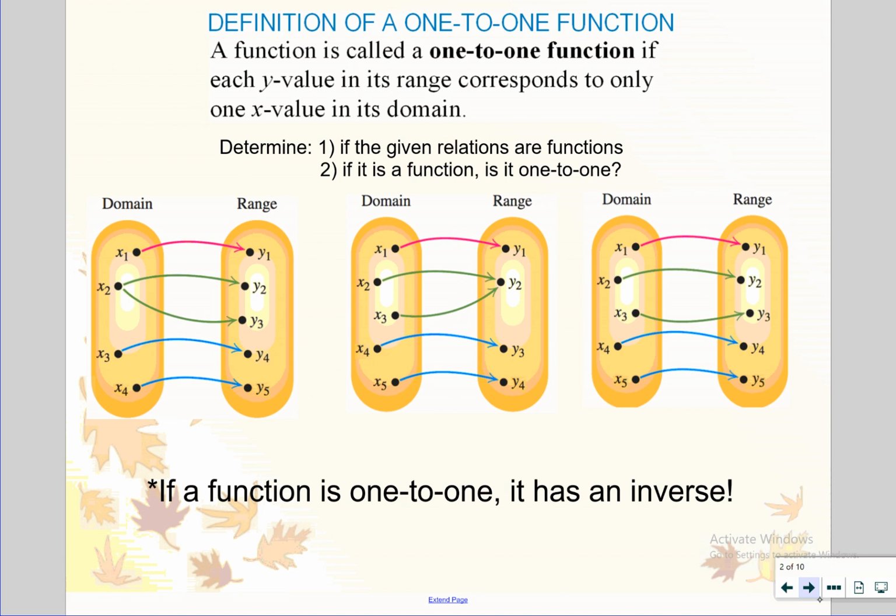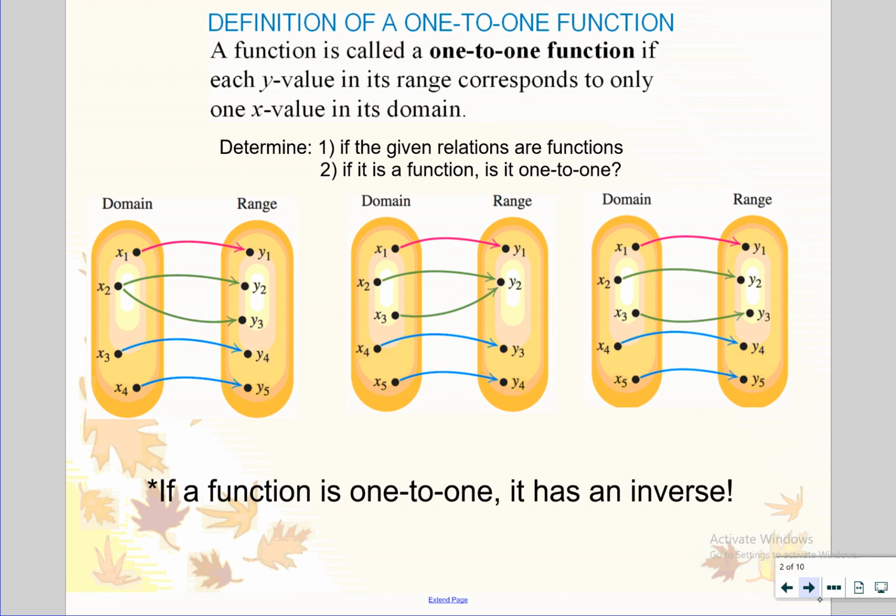All right, so we're going to look at these correspondence diagrams first, and we're going to ask ourselves two questions. Question number one: is it a function? Does each x have one y? And then if it's a function, we're going to ask the next question: does each y have one x?